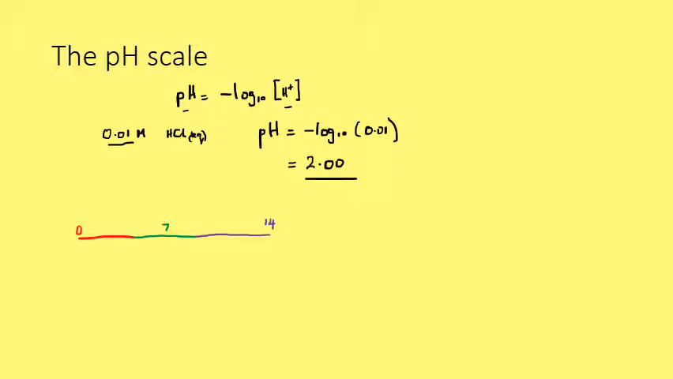Let's just put some examples down with some strong acids. We're going to have hydrochloric acid, sulfuric acid, nitric acid at this end of the scale, and then strong bases at the other side of the scale might be sodium hydroxide and potassium hydroxide, and in the middle here we've got pure water.